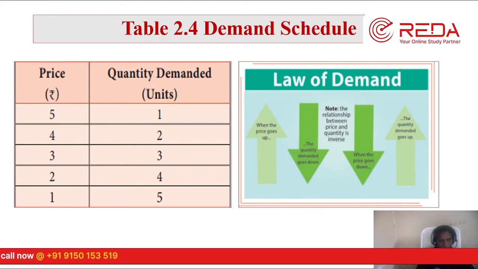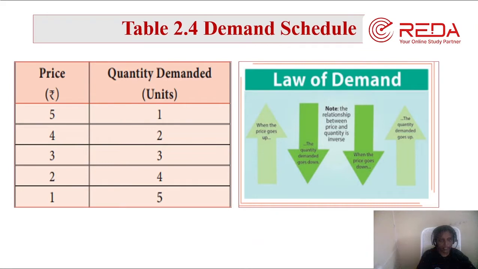You see in the schedule we have taken the first column, which indicates the price of the commodity. The second column indicates the quantity demanded. Obviously, with the help of the data available in this schedule, you will understand very easily what will happen whenever there is an increase or decrease in the price level of a commodity. The quantity demanded will keep on changing.